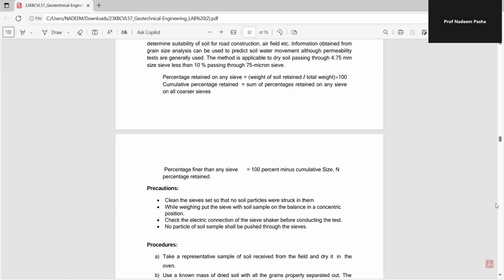Precautions. What are the precautions you need to take while carrying out this test? Clean the sieve so that no soil particle is stuck in it. Put the sieve with the soil sample on the balance in a concentric position. Check the electric connection on the sieve shaker before conducting the test. No particle of soil sample shall be pushed through the sieve.